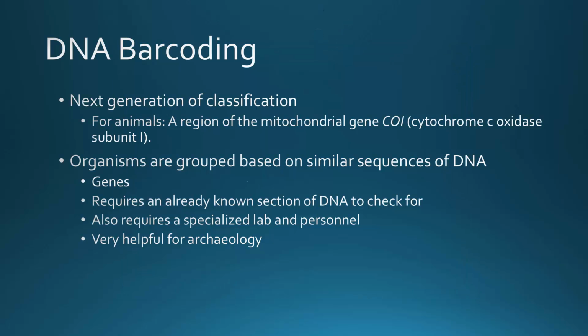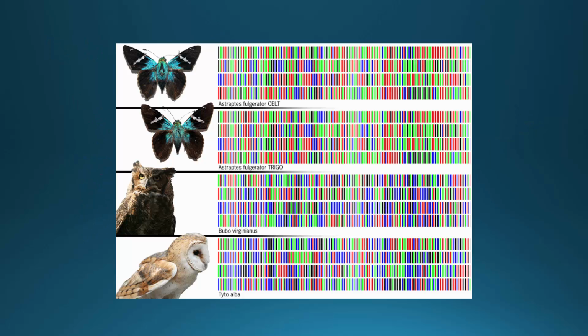Let's go back a slide here. Organisms are grouped based on similar sequences of DNA. So we look at genes, and this gene requires an already known section of DNA to check for. Science knows this mitochondrial gene COI very well, and that's one of the reasons they use it. It also requires a specialized lab and personnel, and is very helpful in the process of archaeology. And this is an example of that DNA barcoding sequence.